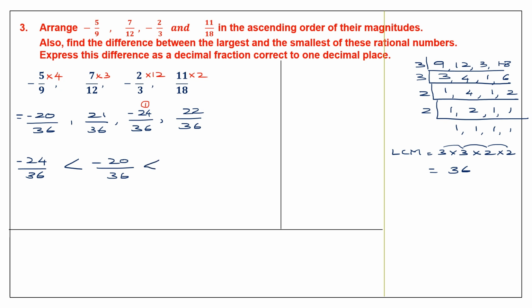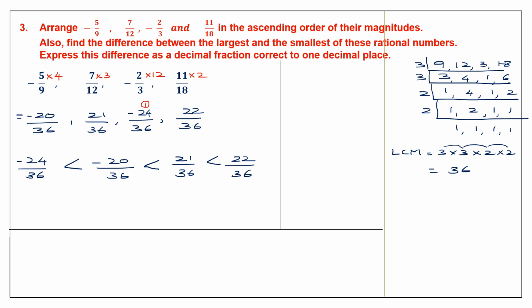Then the next smallest number. Now we have positive numerators 21 and 22. So 21 will come first. So that is 21 over 36 and then 22 over 36.